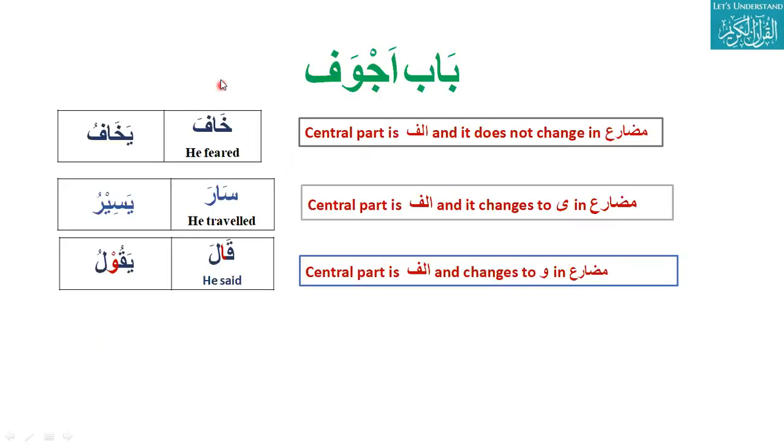Brother Ahsan, would you please explain Bab Ajwaf? Assalamu alaikum. Walaikum assalam, Ahsan bhai. Ajwaf means the middle letter, and it's the second chapter, and there are three cases. The first one is alif remains alif, khafa yakhafu. Alif changes to ya, sara yasiru. And alif changes to waw, qala yaqulu. Khafa means he feared, sara he traveled, qala he said. Thank you very much, Ahsan bhai.